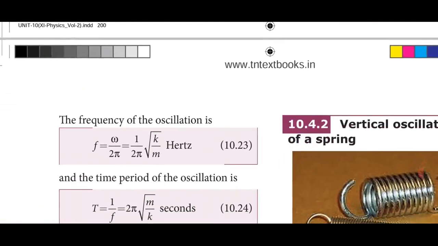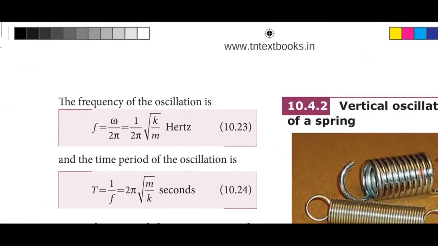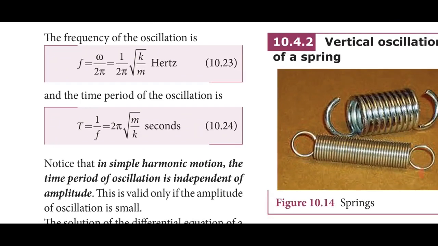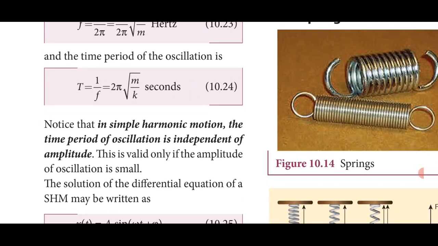Now the frequency of oscillation. What is frequency? It is the inverse of time period. So what is time period? 2 pi by omega. The inverse of that is frequency, which is omega by 2 pi, that is 1 by 2 pi root of k by m hertz. And time period is the inverse of frequency, so again T is equal to 1 by f, that is 2 pi into root of m by k seconds.